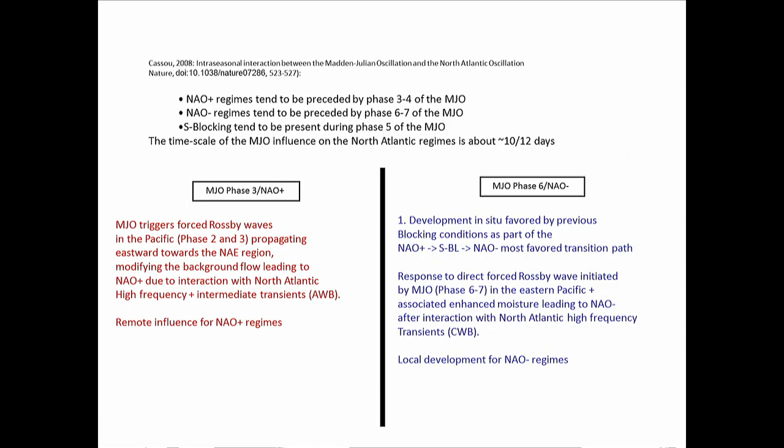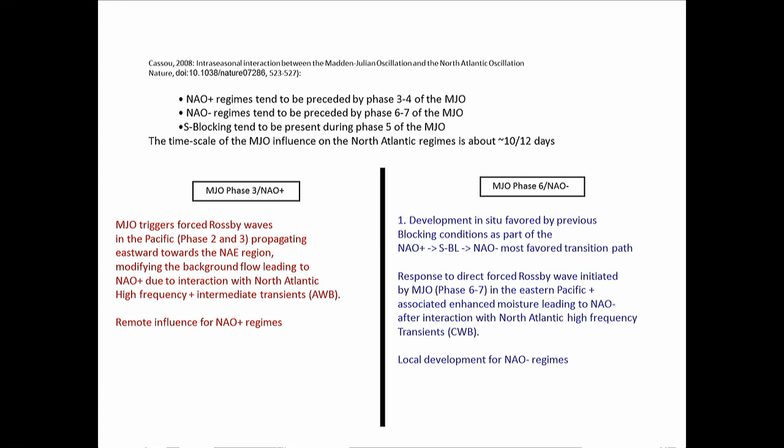So to summarize, it's kind of an overview of the work of Cassou. As I have said before, MJO in phase 3, we trigger forced Rossby waves in the Pacific. With phases 2 and 3, we propagate eastward to the North Atlantic region, okay? Modifying the background flow, leading to a positive North Atlantic Oscillation due to the interaction with the North Atlantic high frequency plus the intermediate transients. This kind of interaction will have a remote influence for the positive NAO.